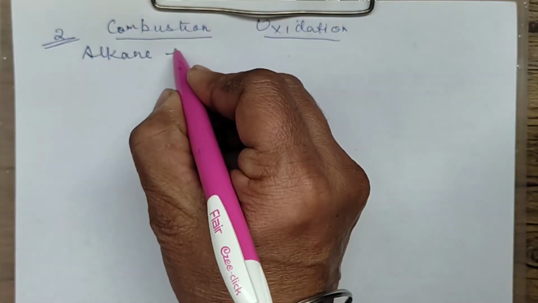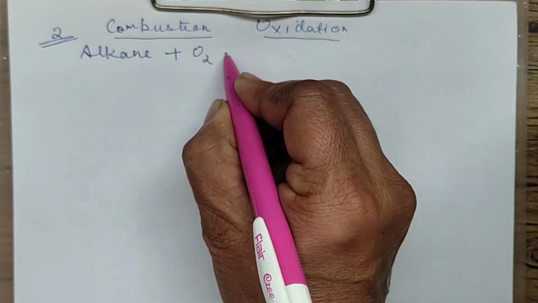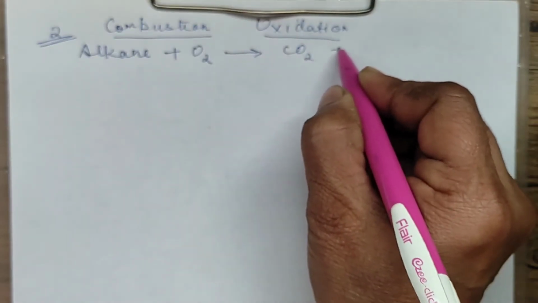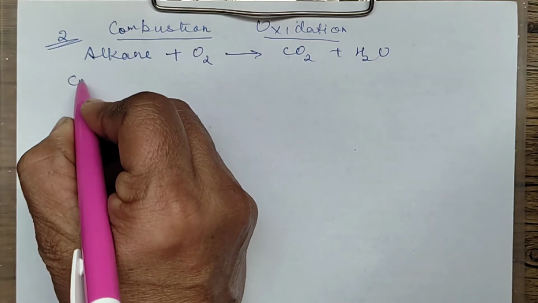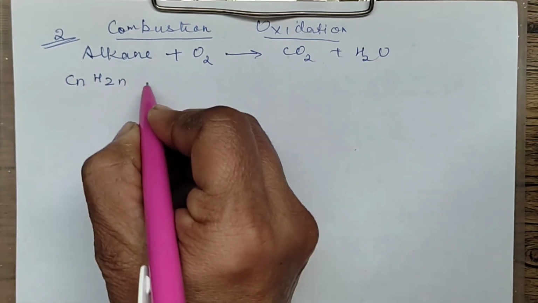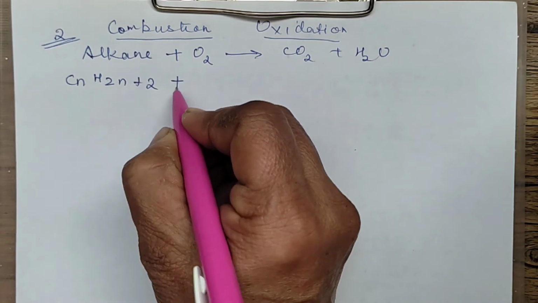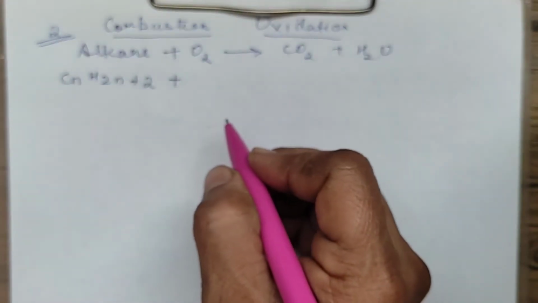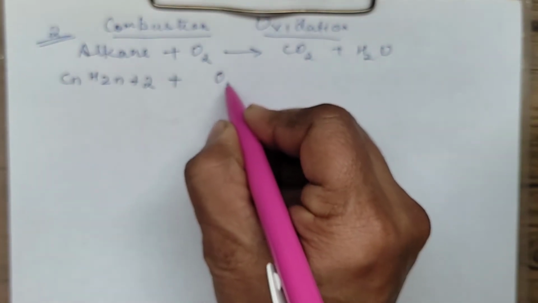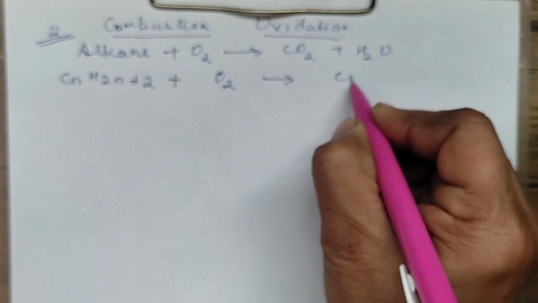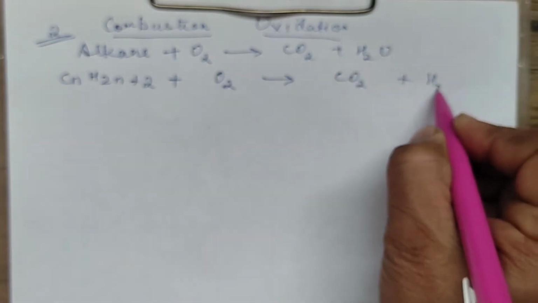So alkanes burn in the presence of excess oxygen and result in the formation of carbon dioxide and water. Any combustion reaction will always result in the formation of carbon dioxide and water. If I write down the general formula of alkane, that is CnH2n+2, because you may carry out the combustion of methane, ethane, or whatever alkane it is, plus oxygen, it will form carbon dioxide and water.